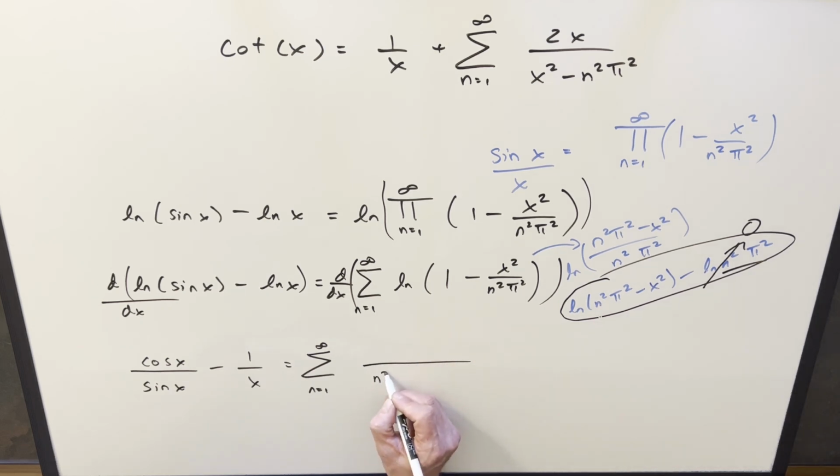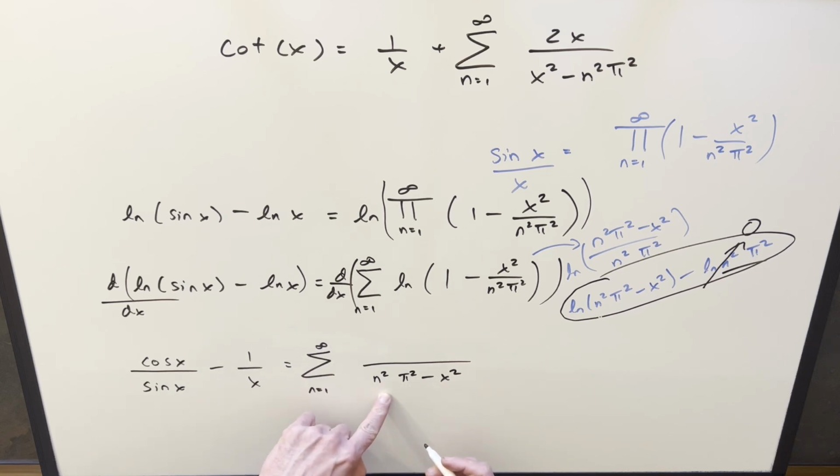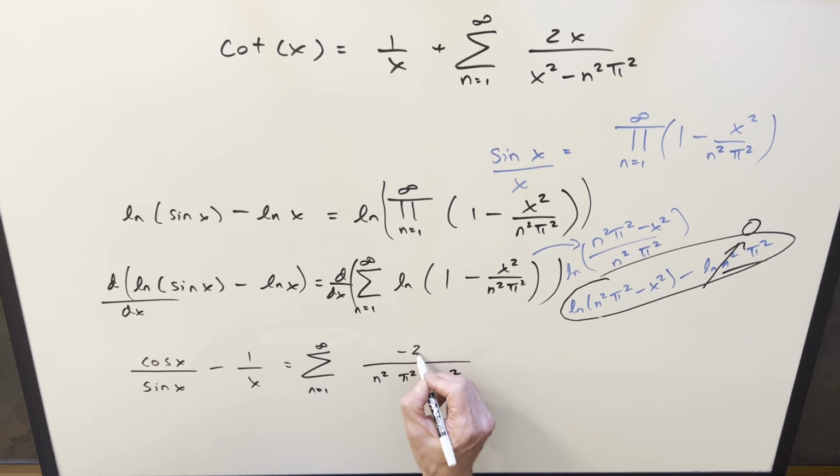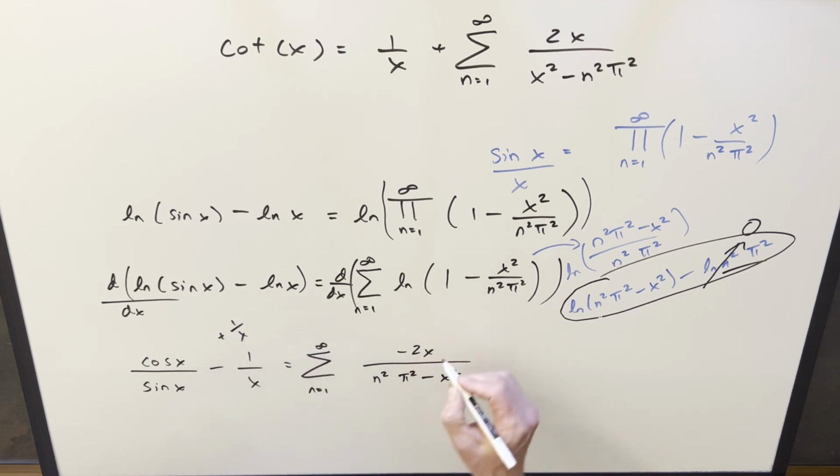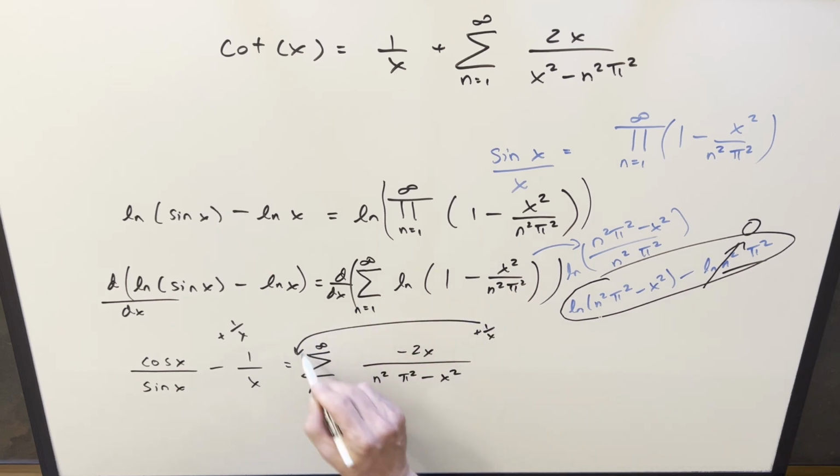We get 1 over n squared pi squared minus x squared. Then chain rule, but that part is just going to be constant again. So this is just going to be minus 2x here. But then from here, let's just add 1 over x on both sides. Add it over here. And actually when I do it, let's bring it in this spot just because I don't want to make it look like it's inside the sum.